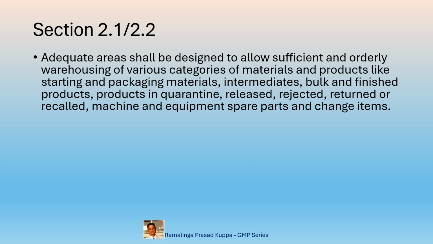Sections 2.1 and 2.2. Adequate areas shall be designed to allow sufficient and orderly warehousing of various categories of materials and products like starting and packaging materials, intermediates, bulk and finished products, products in quarantine, released, rejected, returned, or recalled, machine and equipment spare parts, and change items.